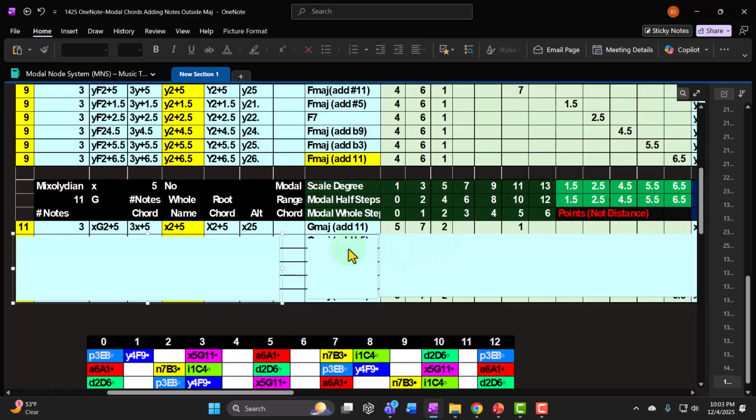And this time, though, we want to say, what if I add the 5th modal whole step? 5 times 2 would be 10 modal half steps, or the 11th scale degree. Normally that would be a G major add 11, but I'd rather say it's an X2 plus 5, or more succinctly, an X2 5, that 5 now representing a distance term because there's no point after it.